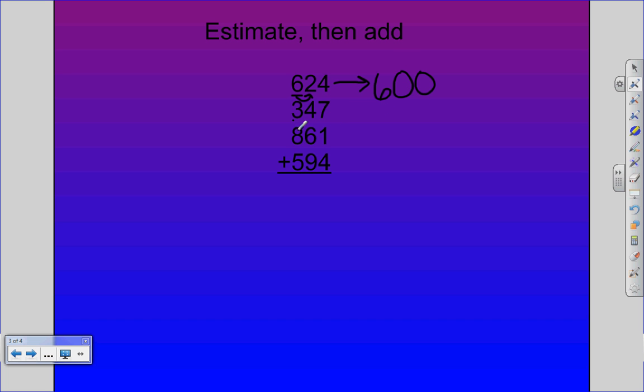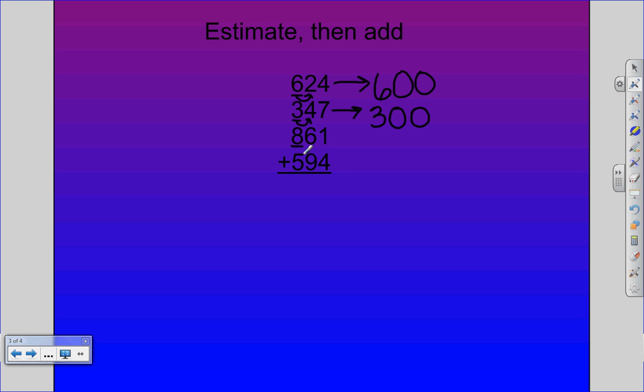All right, same thing here. Underline the 3, look to the right. So we're going to look at the 4 to tell us what to do with the 3. The 4 is less than 5, so the 3 stays the same. 347 is rounded to 300.